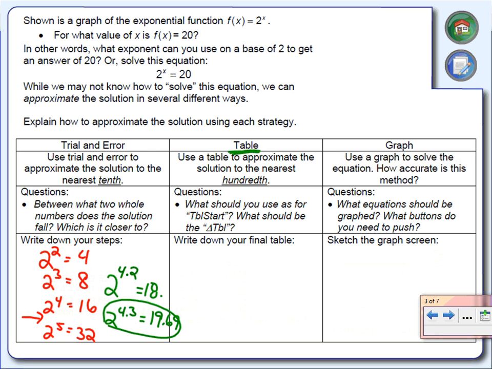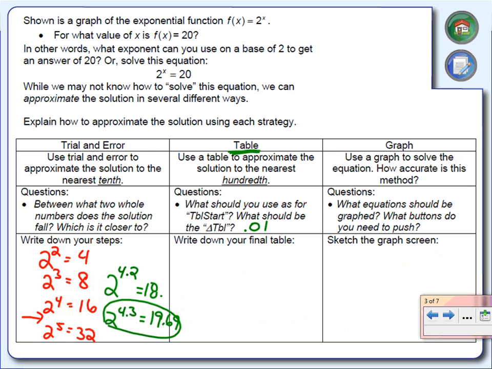What we're going to do is we're going to count by hundredths. We're going to go 2 decimal places instead of just 1. So where you see the little triangle and then table next to it, we're going to change the 1 to a 0.01. Change that to a 0.01. So we're going to go by hundredths instead of just by ones.